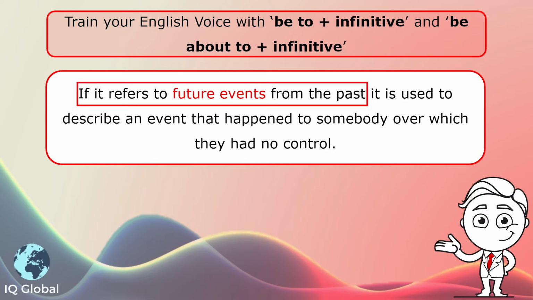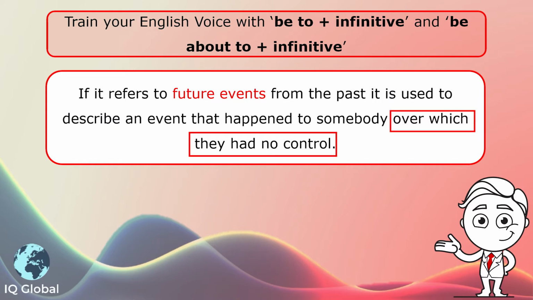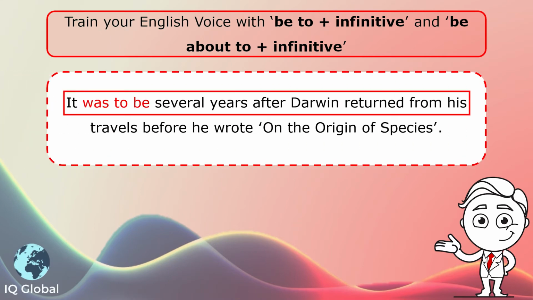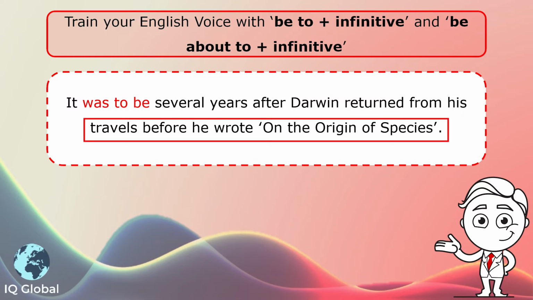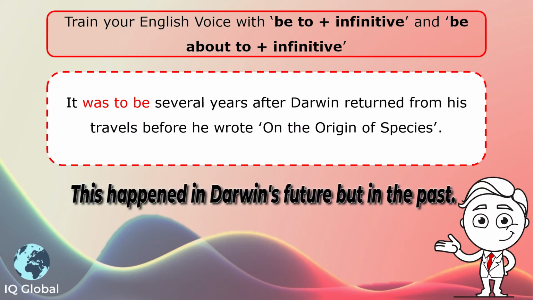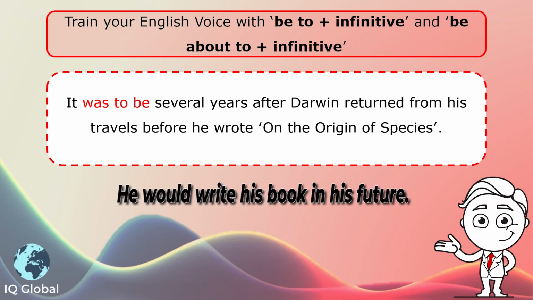If it refers to future events from the past, it's used to describe an event that happened to somebody over which they had no control. For example, it was to be several years after Darwin returned from his travels before he wrote on the origin of species. So this is talking about something that happened in Darwin's future, but we're talking about Darwin's past as a whole. So it was to be several years, so it was in his future that he wrote his book.